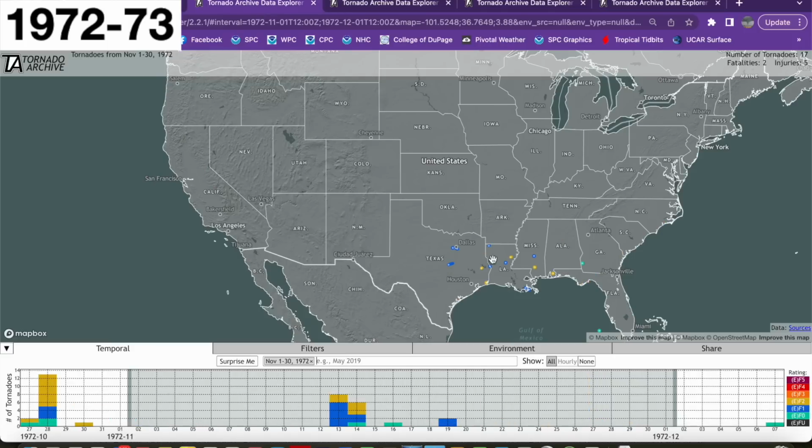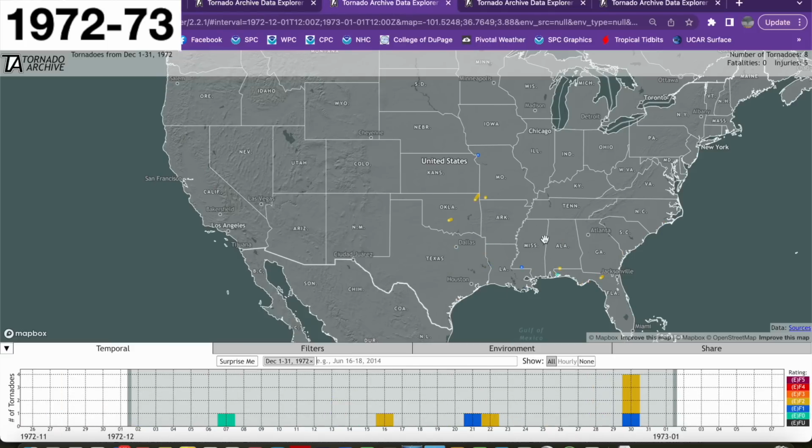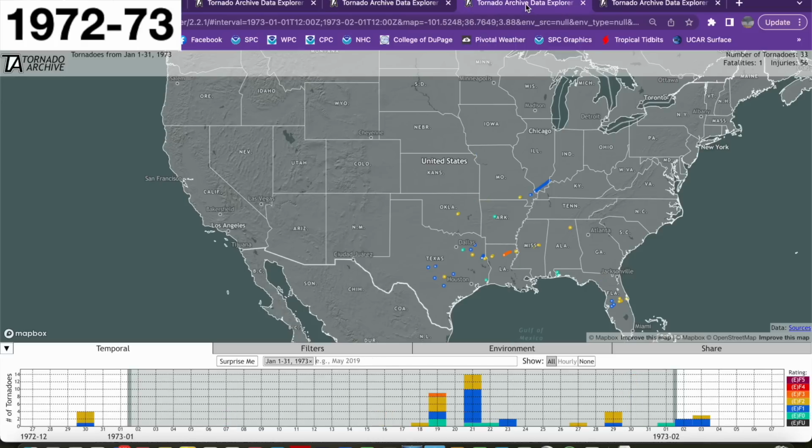November 1972, much of the same from East Texas through the Gulf Coast states. December 1972, fairly quiet, a couple of tornadoes down there along the Gulf Coast, with a little bit of activity farther north than what might be expected for a typical strong El Niño. Across Oklahoma and Missouri, we saw a little bit of activity. And January 1973 was much of the same.